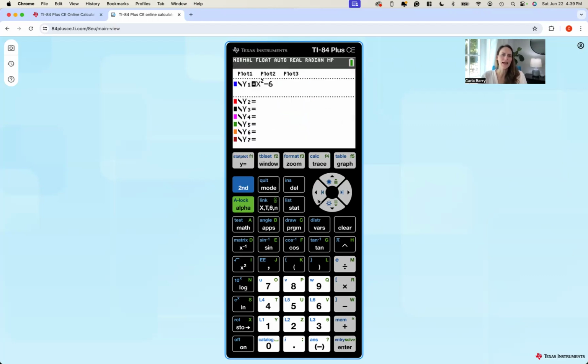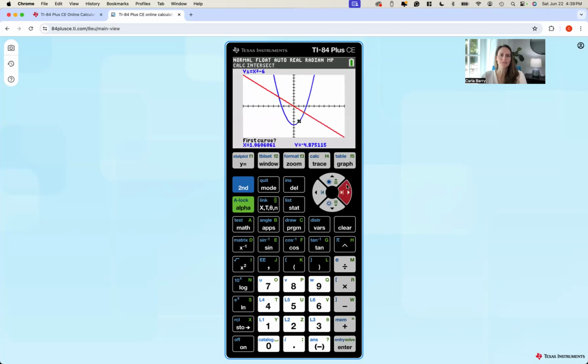Now let's say I had another equation here. I had y equals negative x. And I wanted to find the solutions. I wanted to find those intersection points. I could find them one at a time by going second trace, intersect, and we're going to say first curve, enter, second curve, enter, and then just guess that point, and it gives me that intersection. So that's one of the solutions, which would be 2 comma negative 2. When x equals 2, y equals negative 2, that would be a solution.